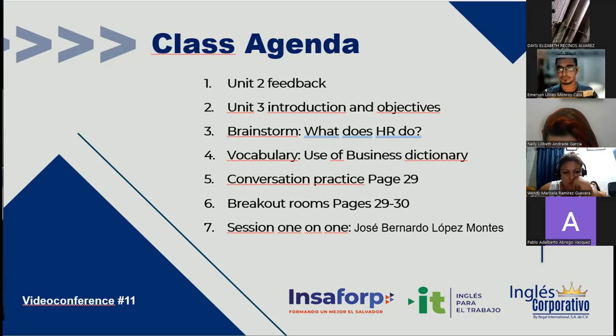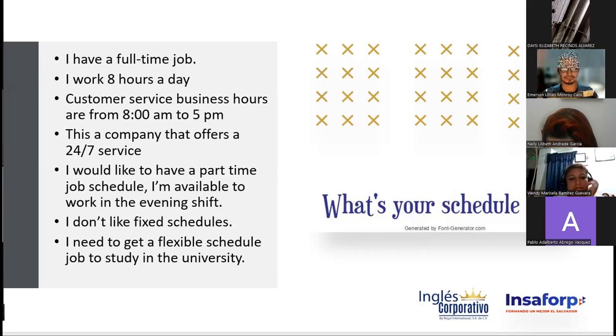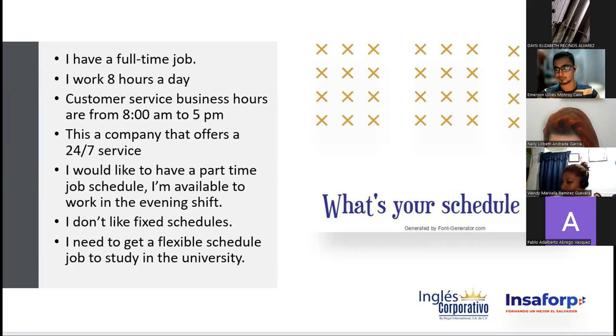Okay then, guys. So let's go back just a little bit to Unit 2. Who remembers what the last unit was about? A ver, ¿quién se recuerda de la unidad pasada? What was the last unit about? We started about... exactly, staff and schedules. Staff and schedules. Yes, we have to practice the pronunciation, guys. Schedules. Schedule. And we said that people have activities to do in the company.